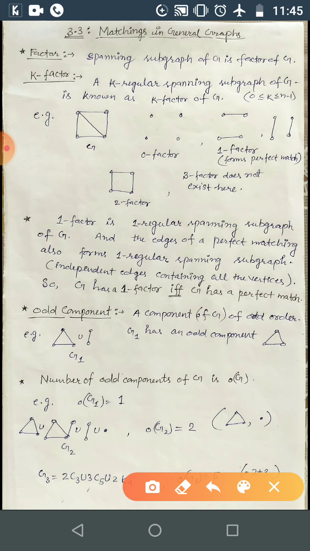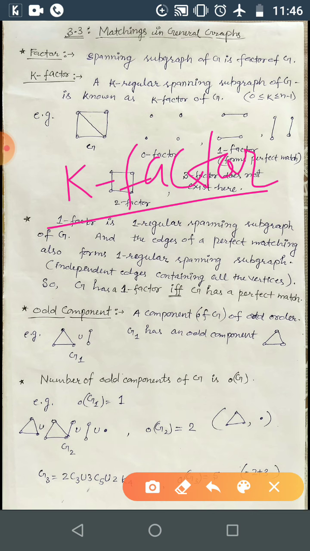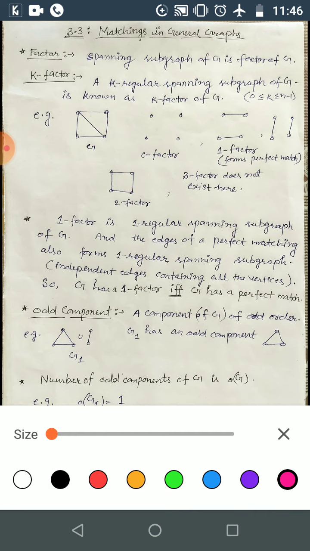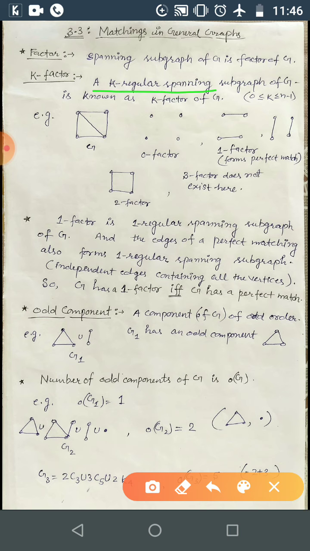Now come to K factor. When you write K factor, it means it's a factor, that is to say it is a spanning subgraph of G. Then what does this K mean? K means it should be K regular. So a K regular spanning subgraph of G is a K factor. Okay, a K regular spanning subgraph of G is known as K factor of G, and K should be from at least 0, and at most it can be n minus 1 in case of simple graphs.